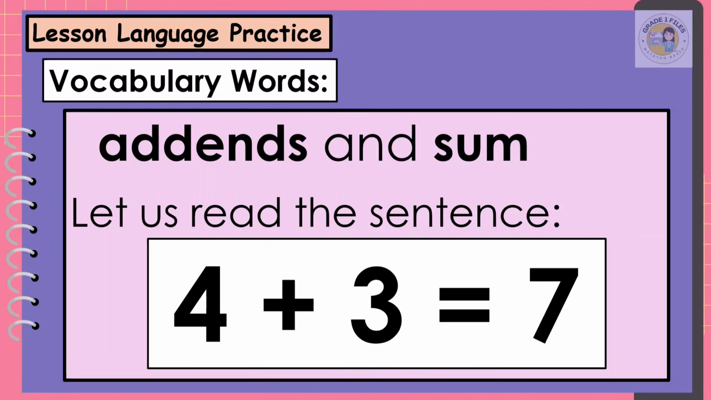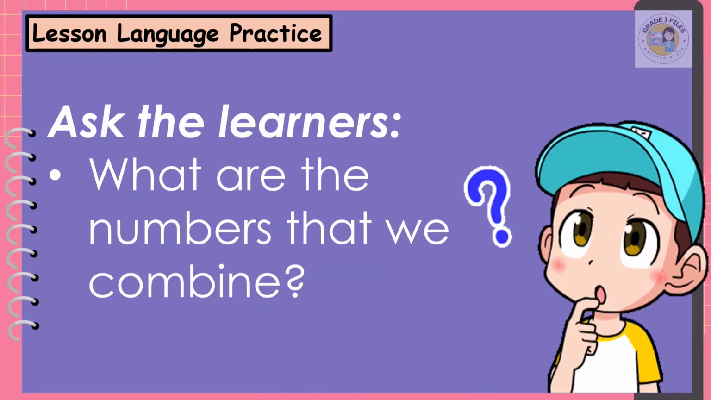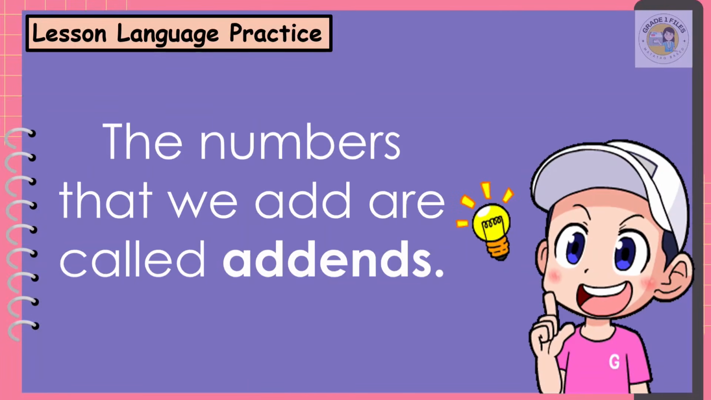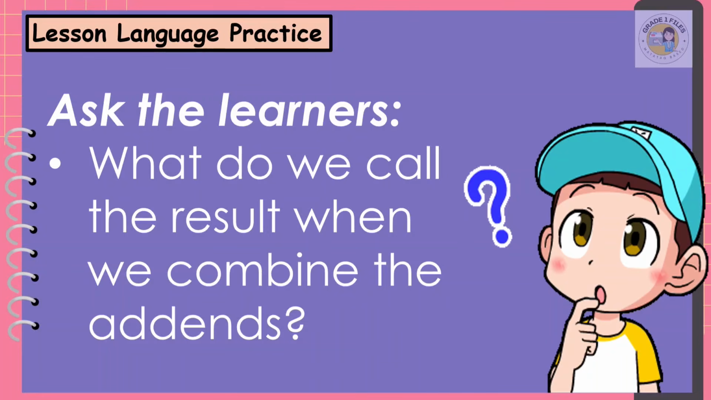Now, let's talk about addends and sum. Let us read the sentence. 4 plus 3 is equal to 7. What are the numbers that we combine? Remember that the numbers that we add are called addends. And now, what do we call the result when we combine the addends?